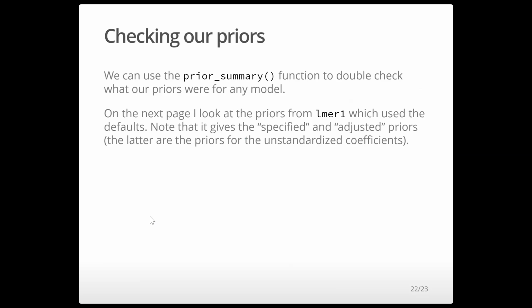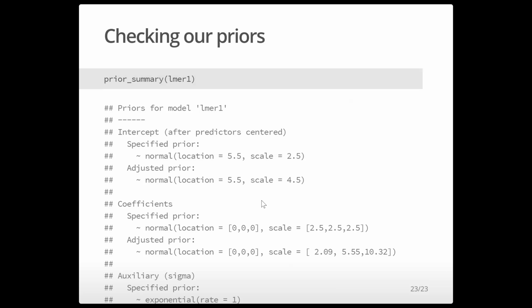Finally, we can always check our priors with the prior summary function. So this will allow us to understand exactly what priors we use. So here, I'm calling it on the one that used the default priors. So remember, those are always 0, 2.5. But those are on the standardized scale. So the specified priors are what you passed. And then the adjusted prior, if you used auto scale, tells you what it actually used for the unstandardized prior.